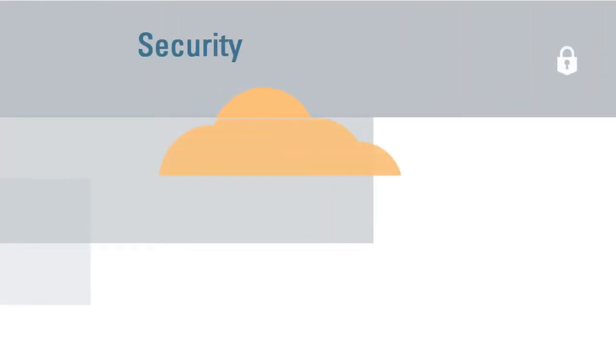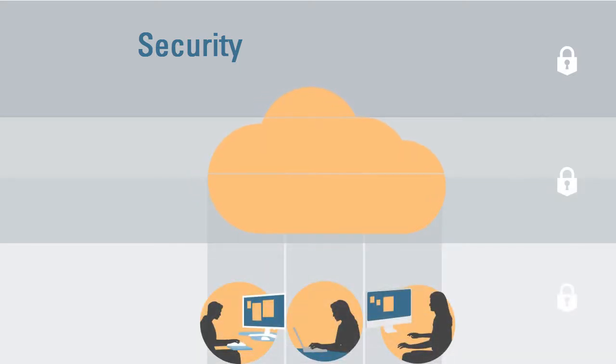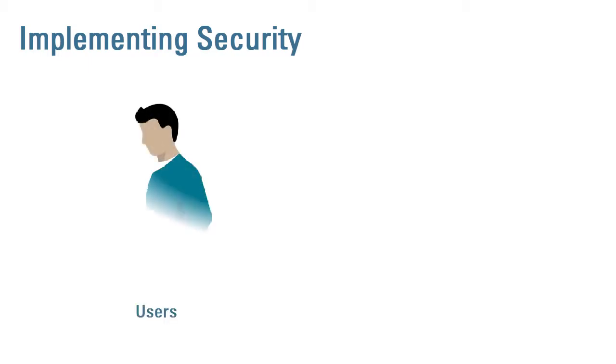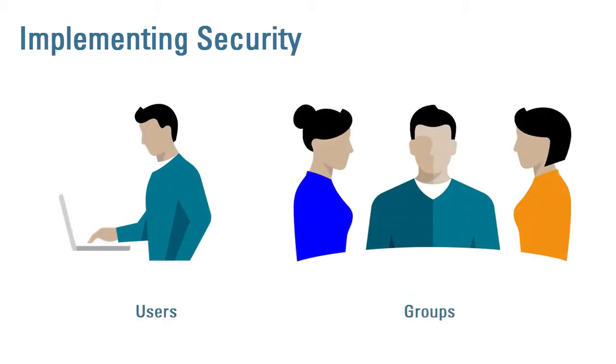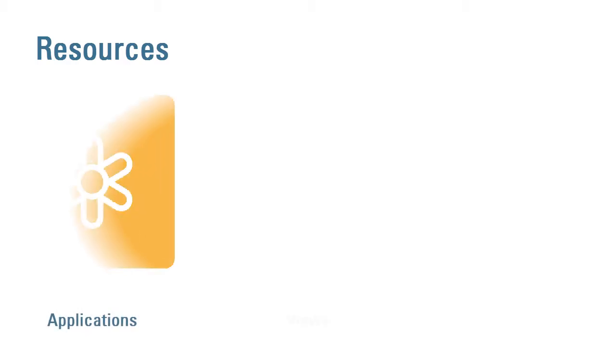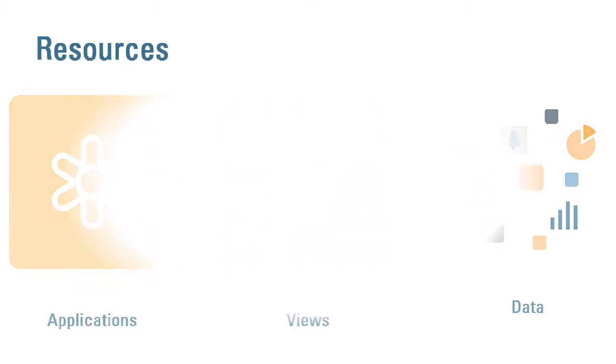In this overview, we'll show you the highlights of security, which ensures each user has the right level of access to application functions and enterprise data. Users are created in Oracle Cloud, and then users and groups are set up and provisioned roles and assigned permissions in Enterprise Data Management. Resources such as applications, views, and data within them must be secured.